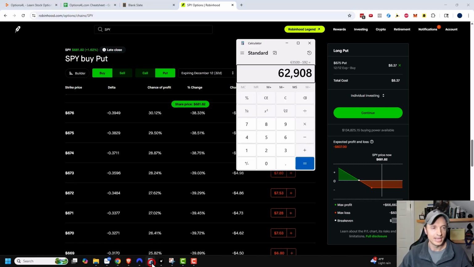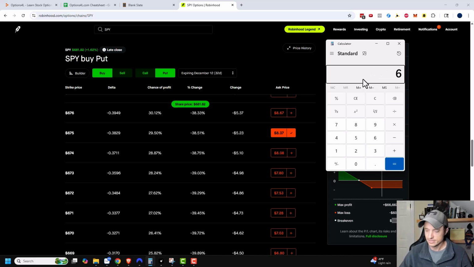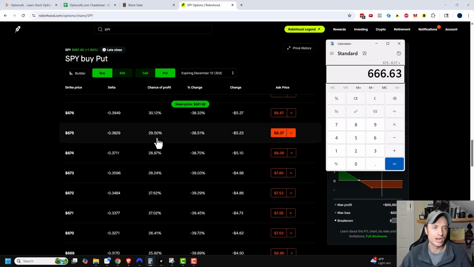So let me load up my handy dandy calculator right here. So we have our 675 strike price minus 8.37. We get 666.63. And so that's the drop you're looking for. Now you can see that I have the chance of profit right here. So there's about a 29.5% chance of actually turning a profit.